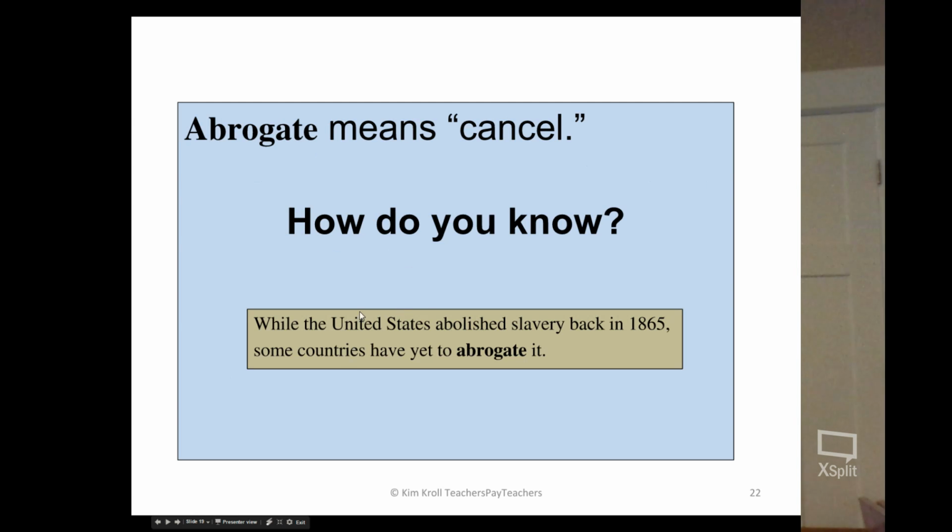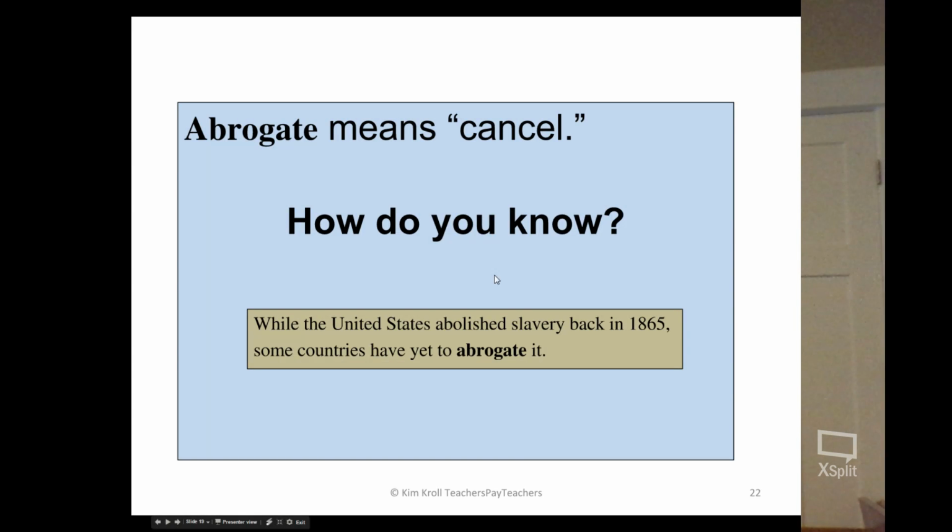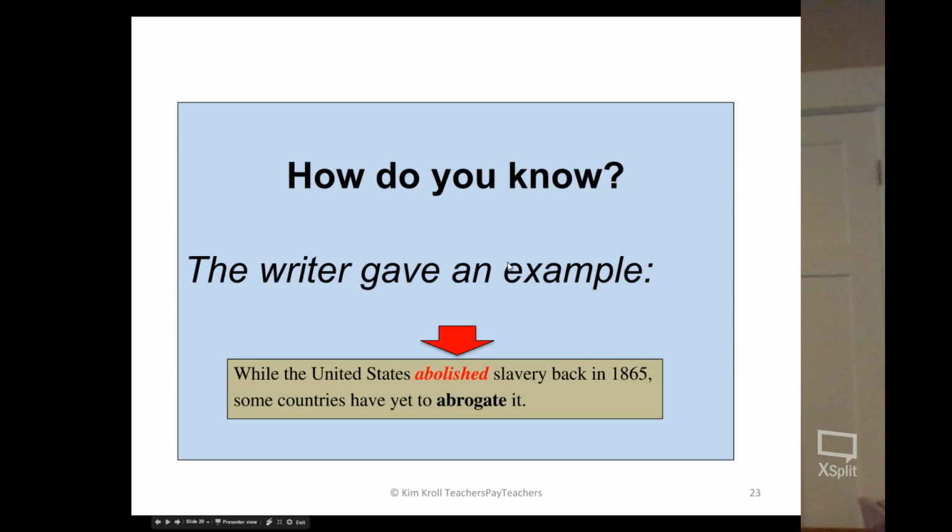How do you know? While the United States abolished slavery back in 1865, some countries have yet to abrogate it. So we abolished, which you kind of have to understand maybe what abolish means, to cancel or to get rid of. So abrogate means to cancel. So some countries have yet to cancel it. Okay, and this is the key word again. The writer gave us an example right here. He used the word abolished.